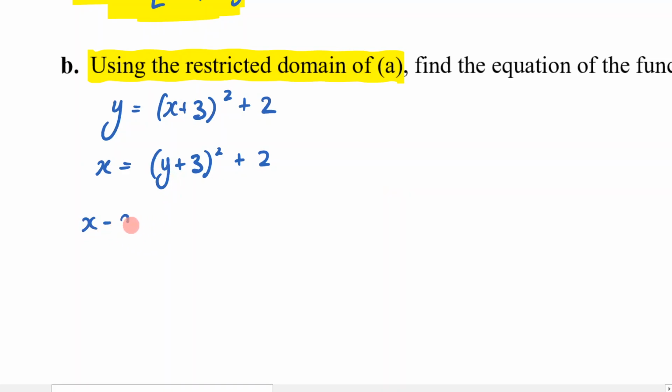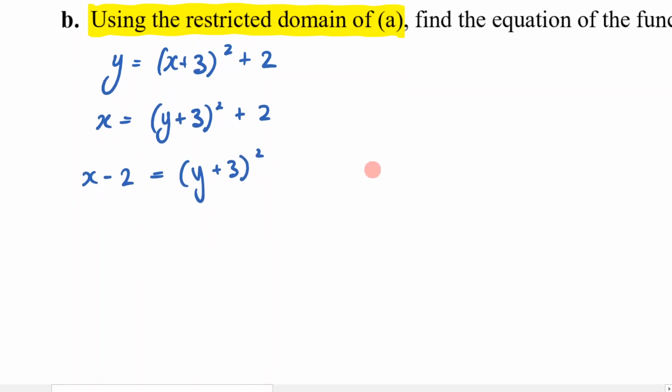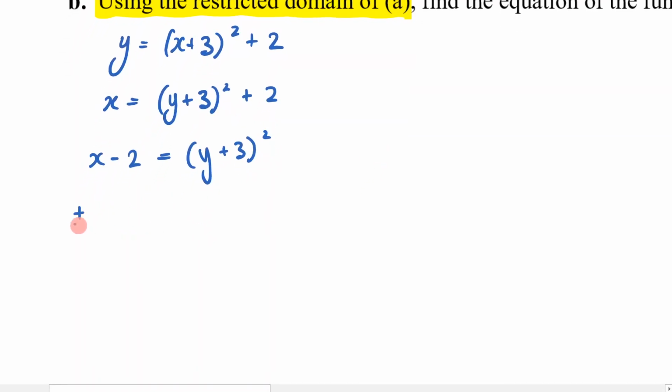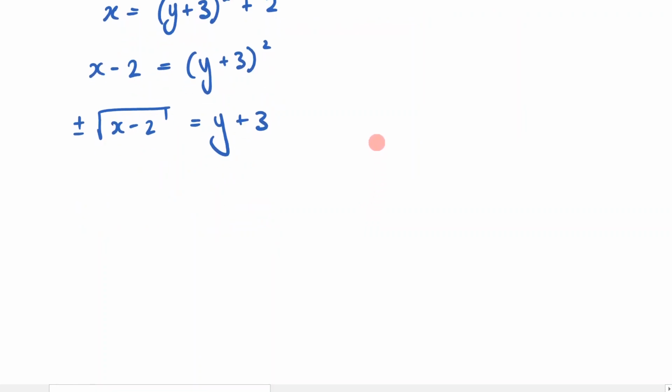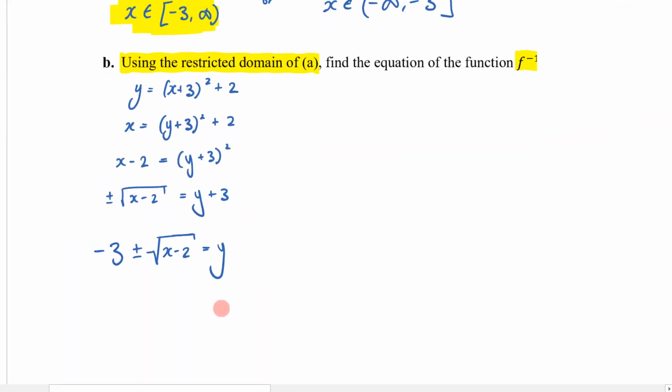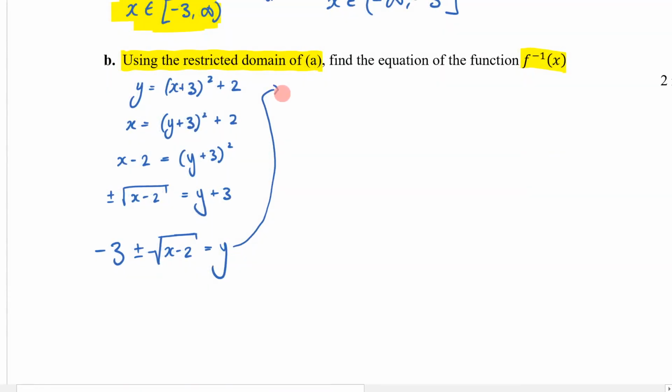So I'm going to subtract 2 from both sides, (y plus 3) squared. Then I'm going to square root both sides to get rid of the square. So I'm going to get plus or minus the square root of x minus 2 is equal to y plus 3. I then am going to subtract 3 from both sides. So minus 3 plus or minus the square root of x minus 2 is equal to y. Perfect. So let's now rewrite what we've found so far. This isn't our final answer. y is equal to -3 plus or minus the square root of x minus 2.